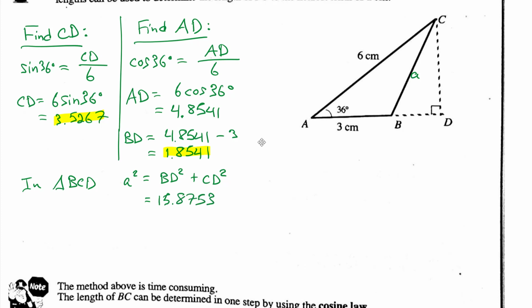And that's equal to a squared, but I want a. So a is going to be the square root of that number. So you plug that in and you round to the nearest tenth, you're going to get about 4.0. And so there you have it.